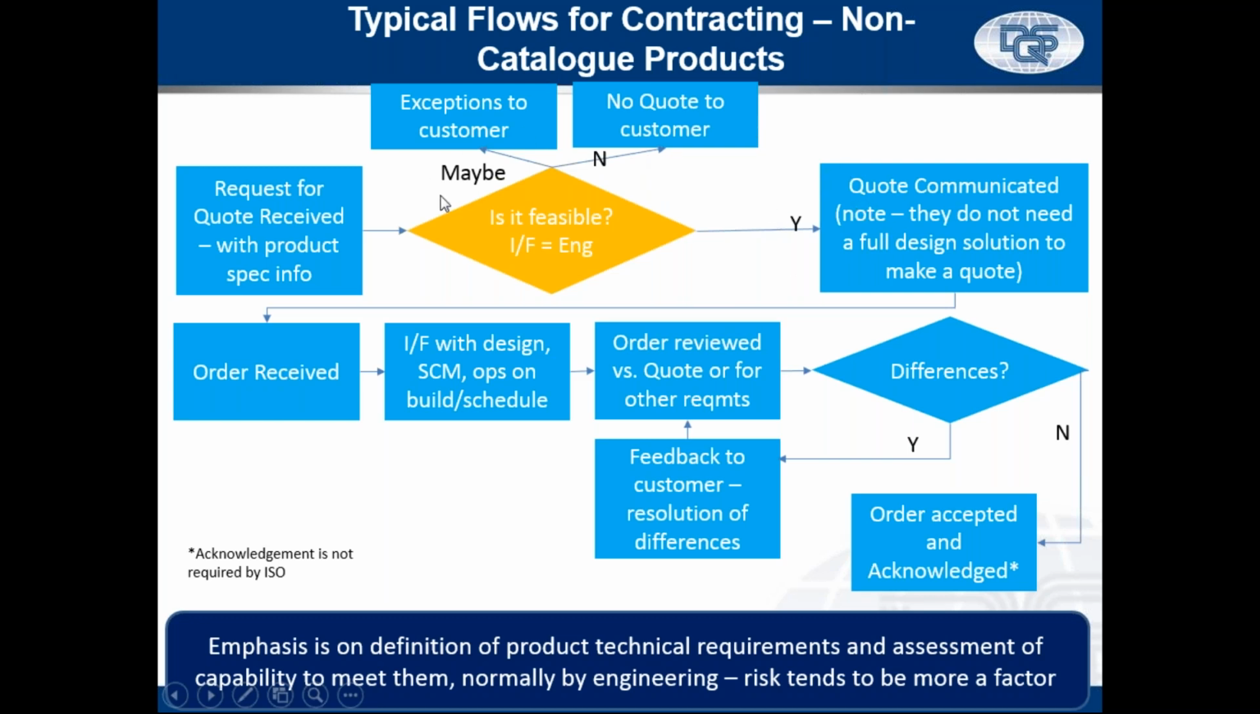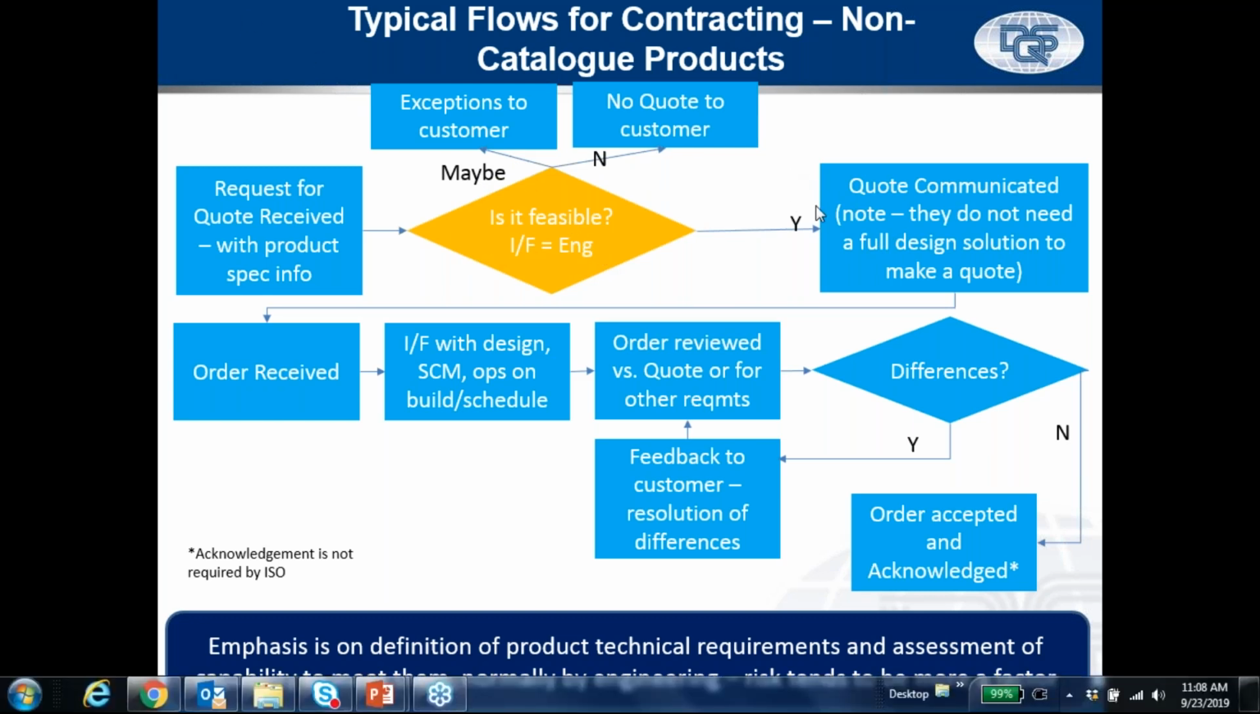Either way, there's this new step here because we don't know what the product is. We're going to design it. And so if there are any exceptions, they're either made via assumptions in the quote or the proposal made back to the customer, or you would communicate back to the customer what exceptions you want to take, and the customer would have to accept those.